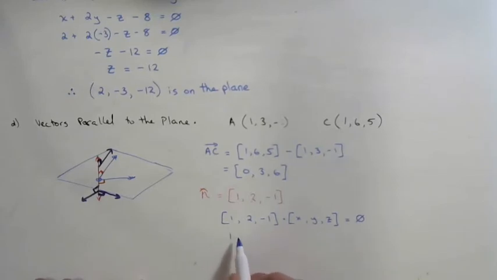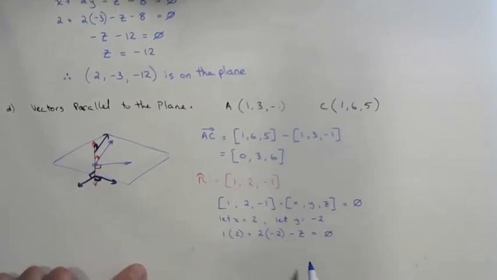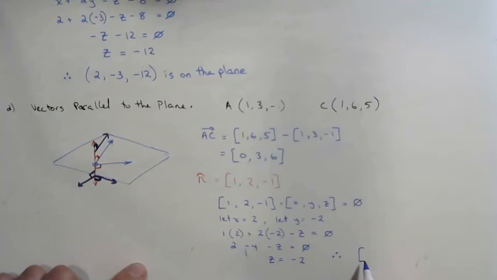So take the dot product first. I've got 1 times, and let's just let x, well, sure, I'll write that. Let x equal 2, let y equal -2. I'm just choosing arbitrary values. And now we have the dot product. That's going to be 1 times 2 plus 2 times -2 plus negative 1z equals 0. Now I'm just going to solve for z. 2 minus 4 minus z equals 0. This is -2. Negative z equals 2. Z equals -2. Therefore, the vector 2, -2, -2 is parallel to the plane.